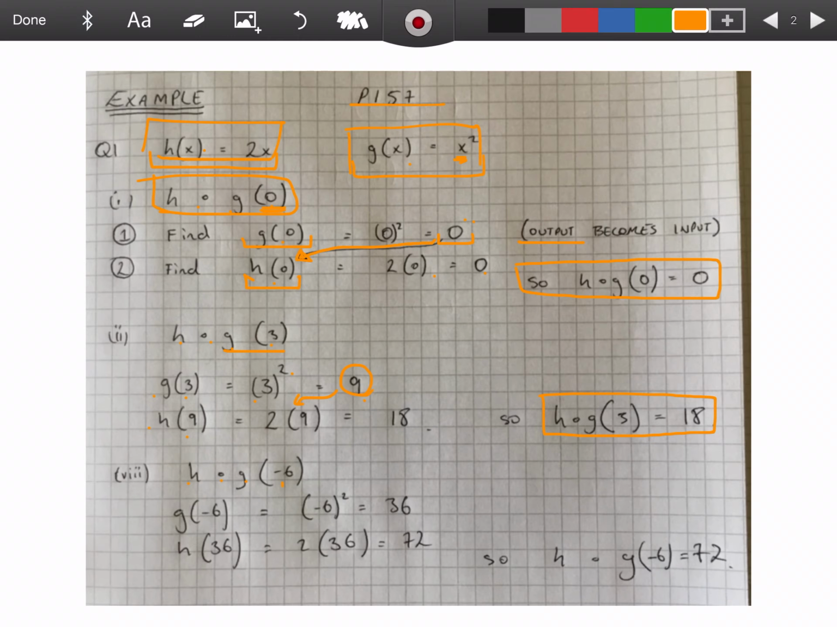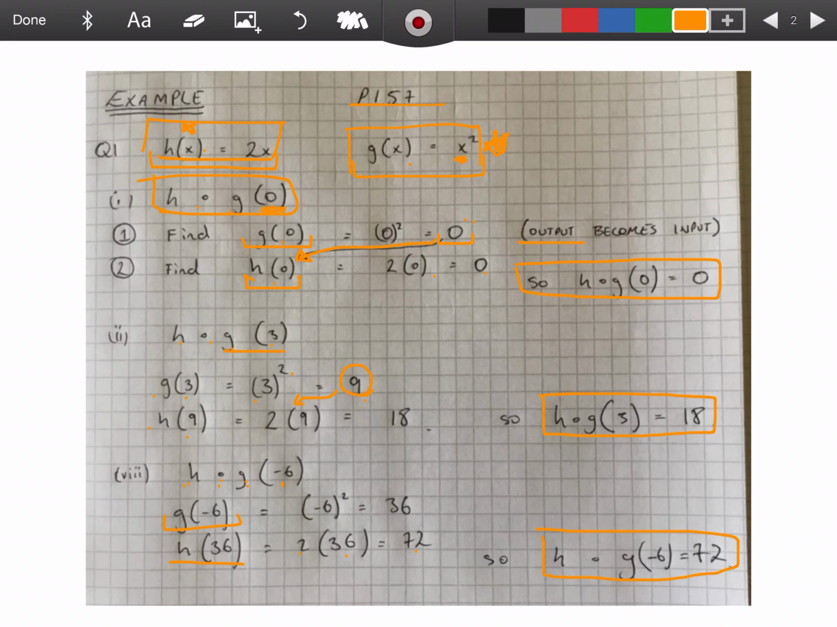And then finally, I've got to do a negative value in this case. I've got H after G of minus 6. So I substitute minus 6 into my G function first and foremost. Minus 6 squared becomes 36. And then I've got the H of 36. So I substitute 36 in as the x value in the H function. That becomes 2 times 36, which is 72. So my H after G of minus 6 is equal to 72.